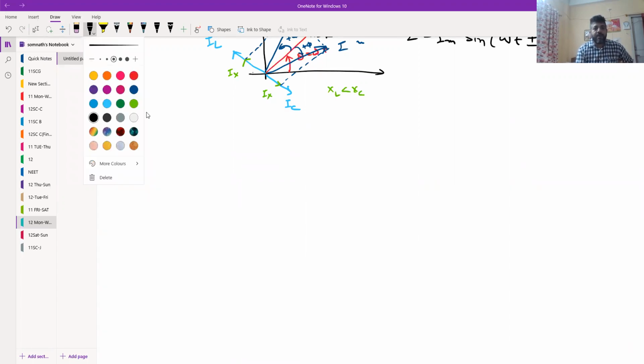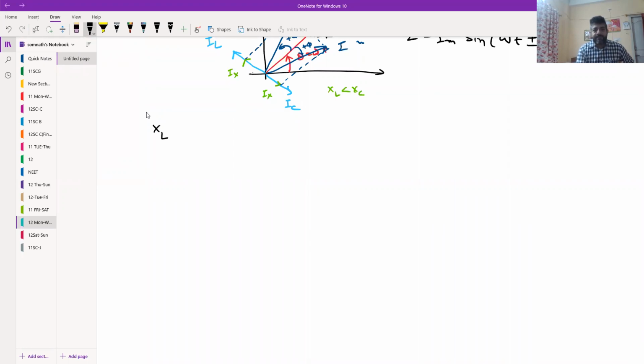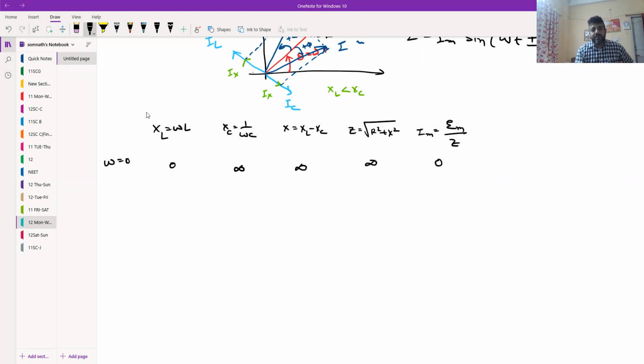So now, same way, we can write XL is omega L, XC is 1 by omega C, and X is XL minus XC. I can write Z, that is the square root of R square plus X square. I can write IM, that is EM by Z. Now when omega is 0, XL is 0, XC is infinity, X is infinity, Z is infinity, and IM is 0. When omega is infinity, XL is infinity, XC is 0, X is infinity, Z is infinity, and IM is 0.